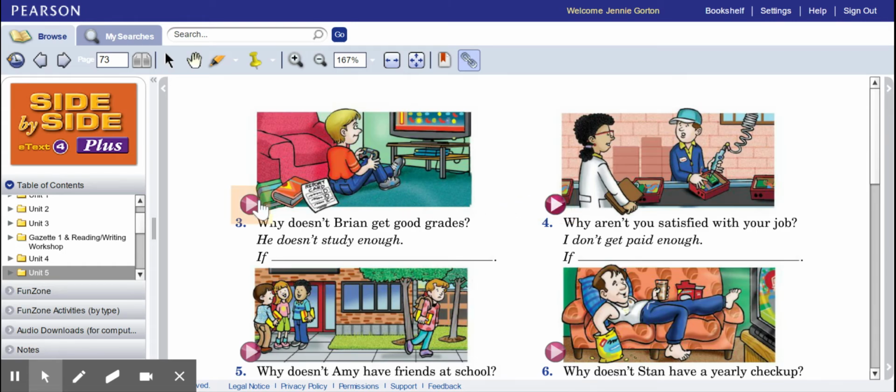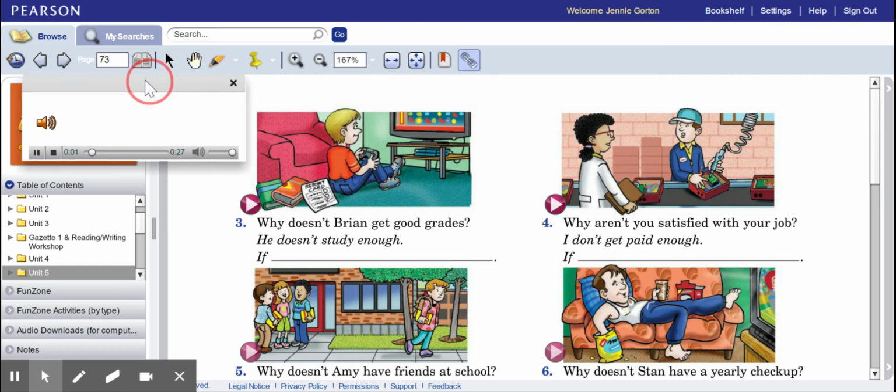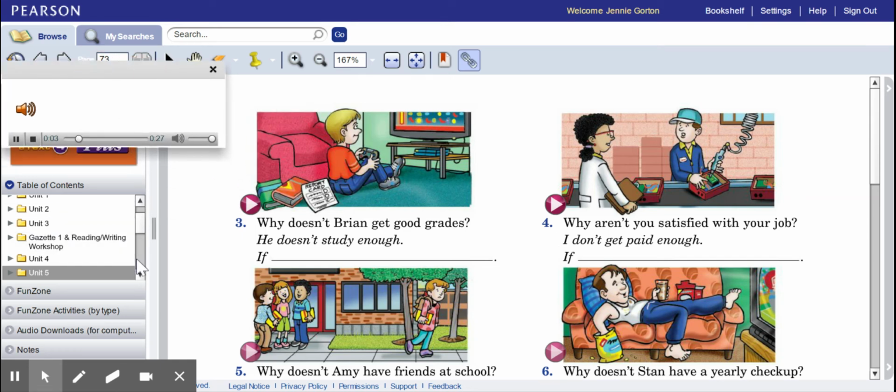This is page 73. Do exercises 3 through 12. You will hear the correct line after you speak. We'll begin. Why doesn't Brian get good grades? He doesn't study enough. If he studied more, he'd get good grades. Notice they're changing enough to more. If he studied more, he'd or he would get good grades.